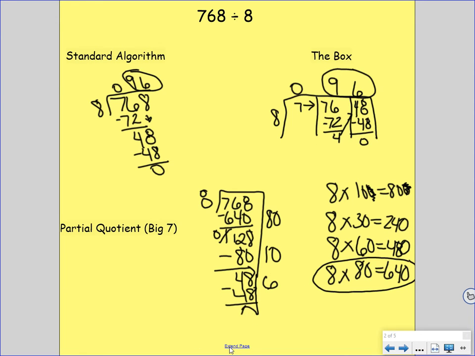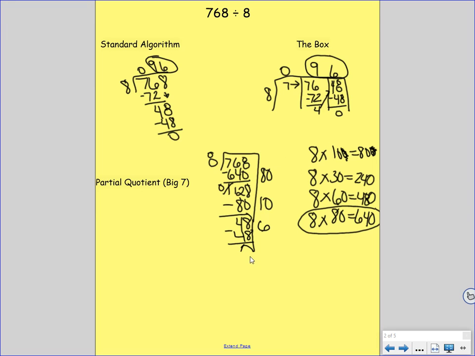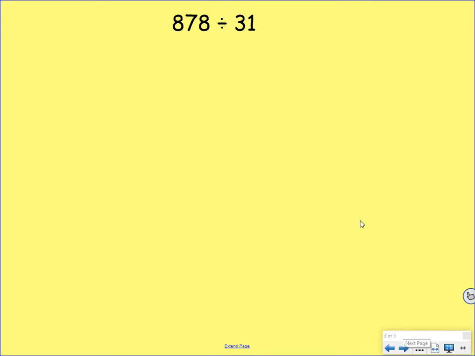I ran out of room. Like I said, now we have nothing left. All right, that's a 0. So how many 8s did I use? When I add all these up, that's 80, 10, 6: 96. Same answer all 3 times. So these are the different strategies I know have worked for 6th graders in the past. Hopefully you have one that works for you so that you can show me your work and I can give you full credit.